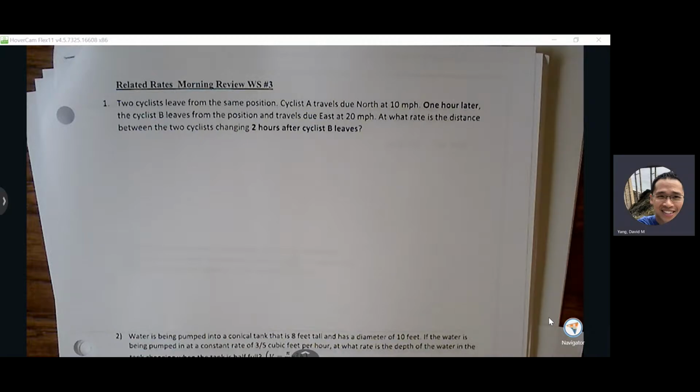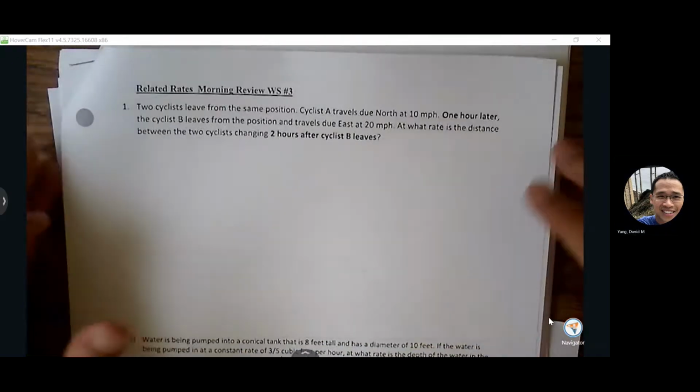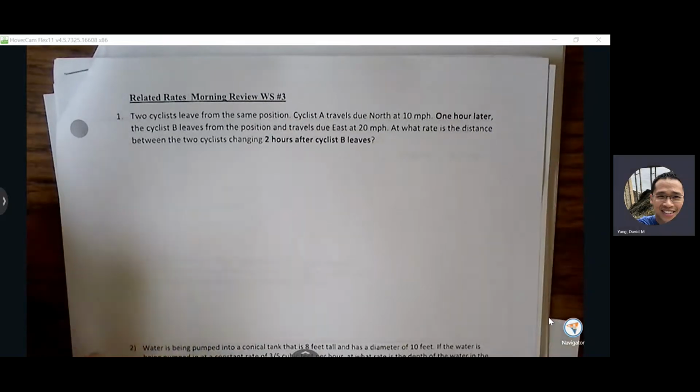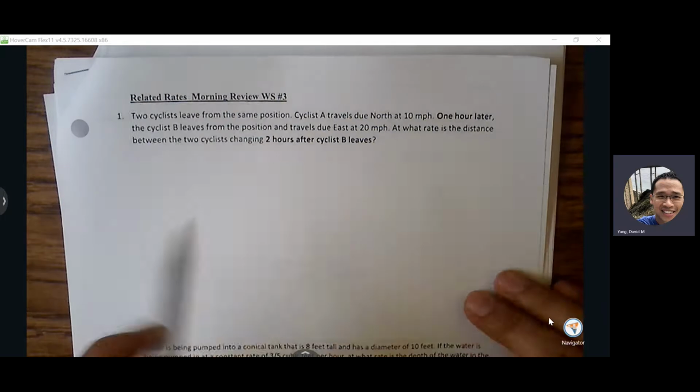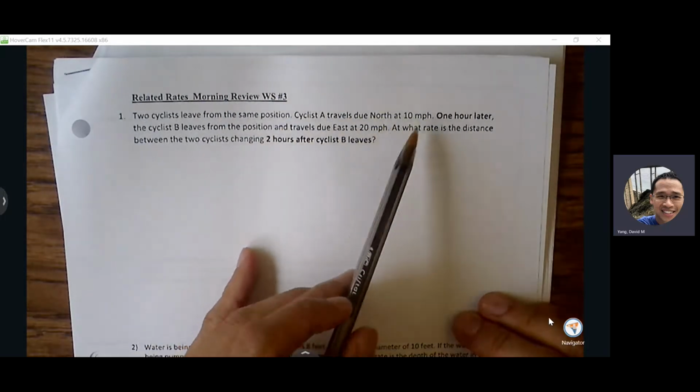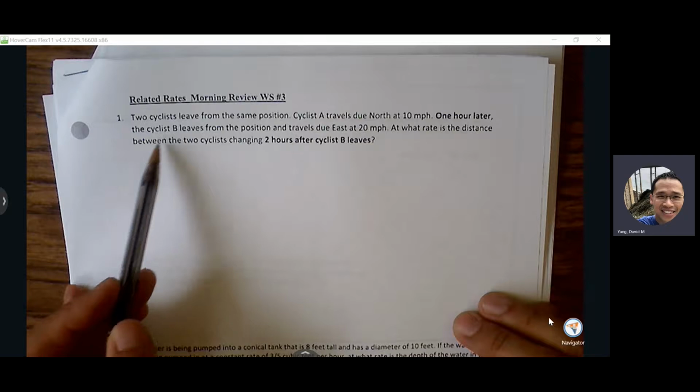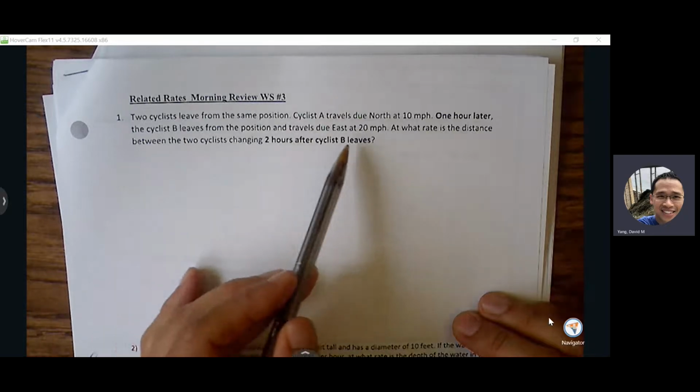Okay, so let's start with the cyclist problem. Two cyclists leave from the same position. Cyclist A travels north at 10 miles per hour. One hour later, cyclist B leaves from the same position and travels east.